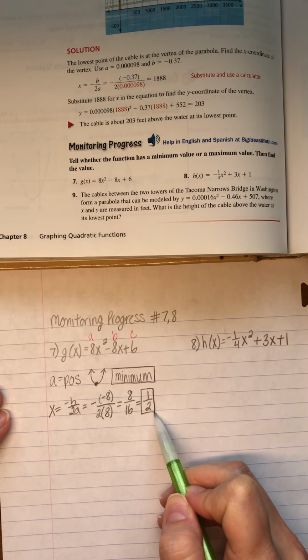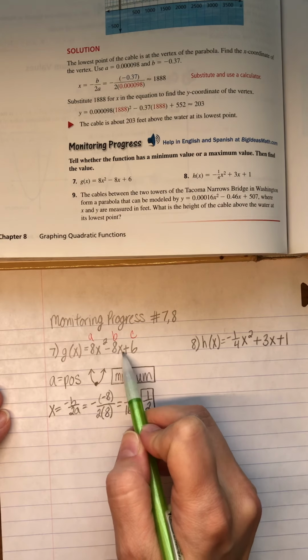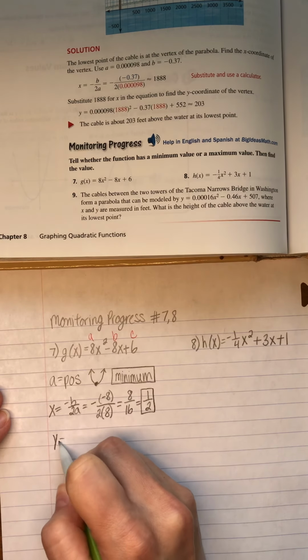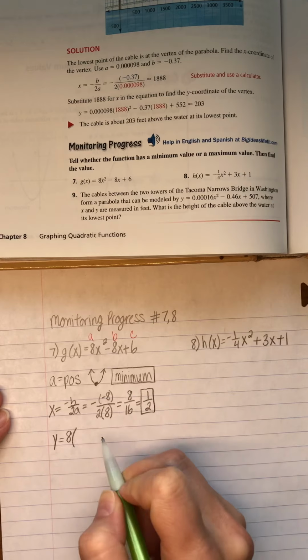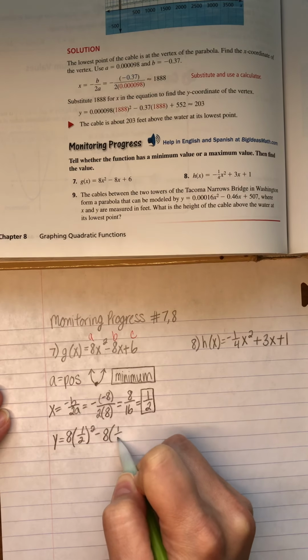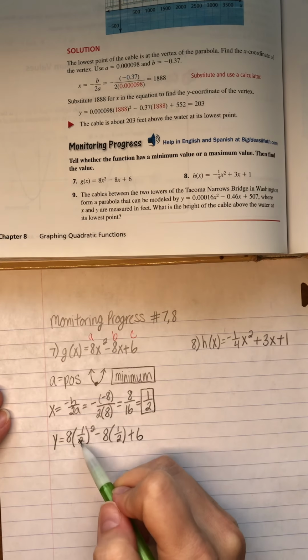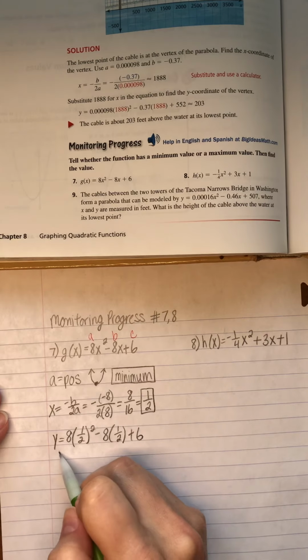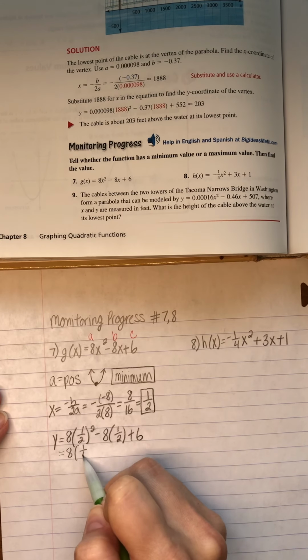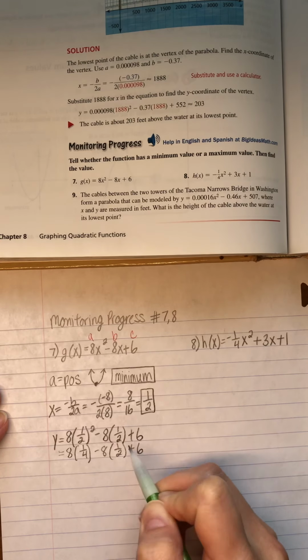Now let's find the y coordinate of the vertex. I'm going to take 1/2 and I'm going to plug it into my equation for these x's. So we're going to have y equals 8 times 1/2 squared minus 8 times 1/2 plus 6. Don't forget to do the order of operations. We're going to square 1/2 first. So this becomes 8 times 1/4 minus 8 times 1/2 plus 6.